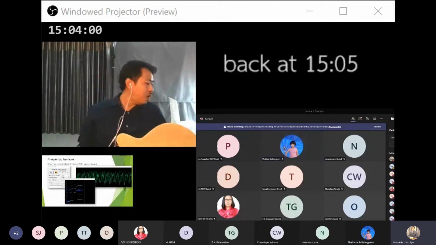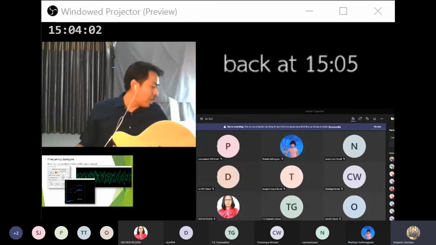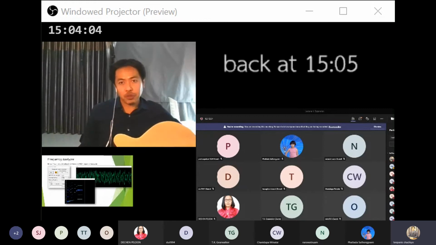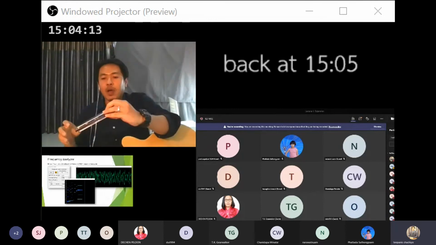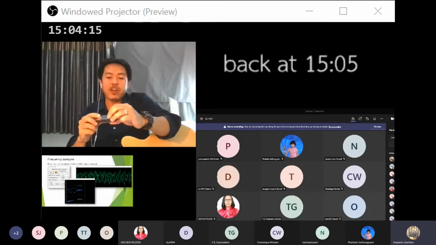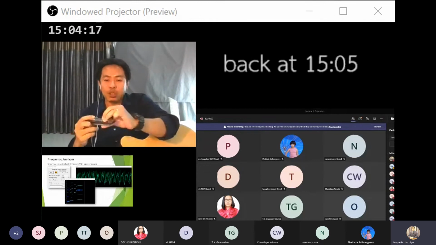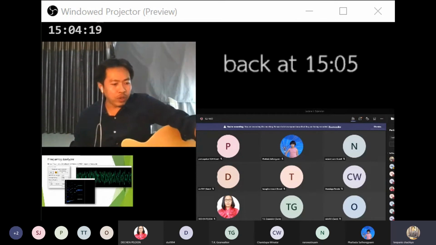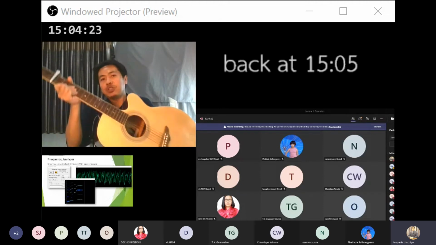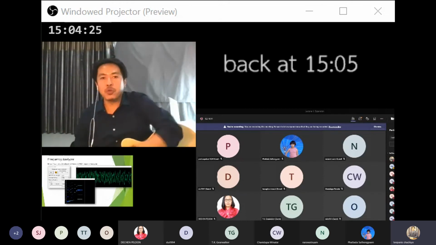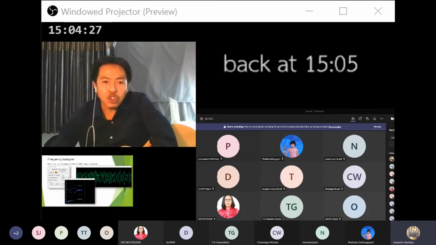Let's see. What I want to show you here also has to do with the Fourier expansion. Usually, the metallic instrument has a very pure sound, but when you have this guitar or string instrument, the sound is not pure. Let me show you the analyzer in a moment.